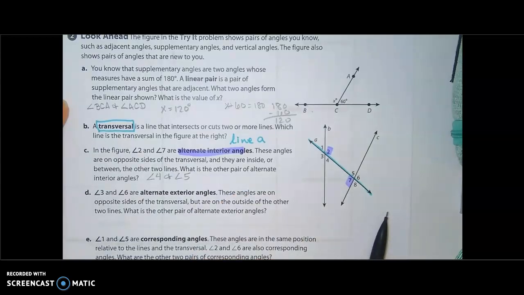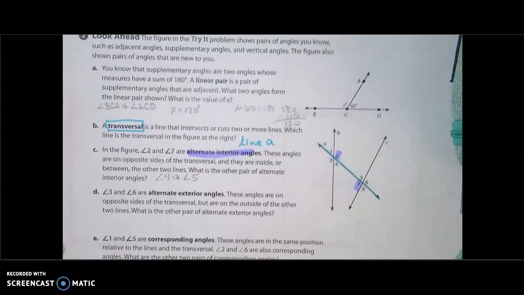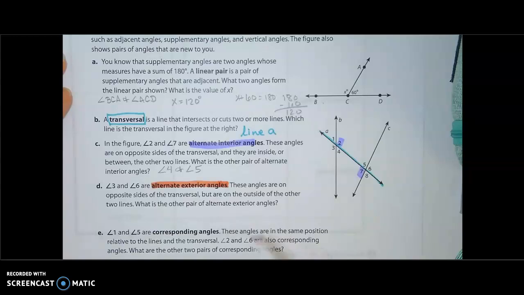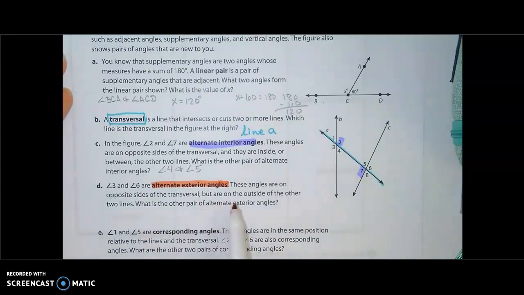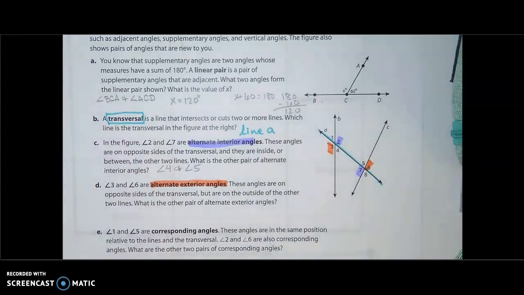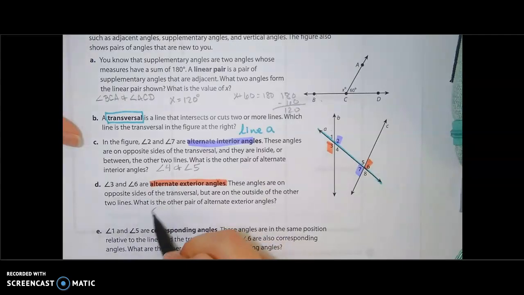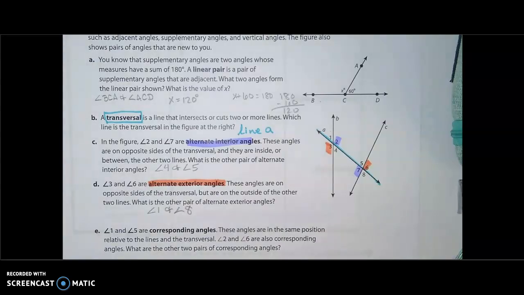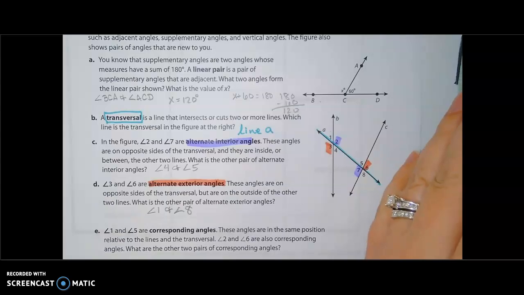All right. Now, alternate exterior angles. These angles are on opposite sides of the transversal. Again, we have that alternate, right? Alternate, opposite sides of the transversal, but are on the outside of the other two lines. So they're saying 3 and 6 are alternate exterior angles. So there's one more pair. So we want outside opposites, which would be angle 1 and angle 8. Angle 1 and angle 8. All right, and then lastly, let me find another color. I know I have to have another color in here.